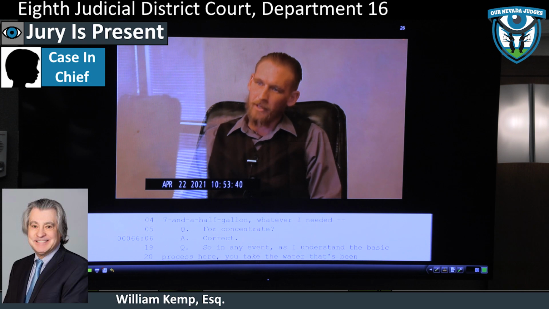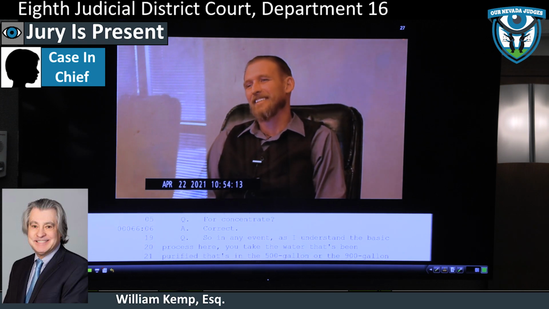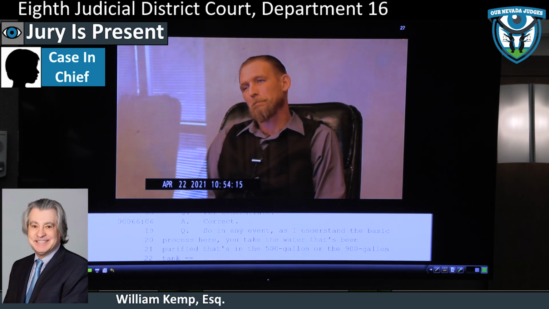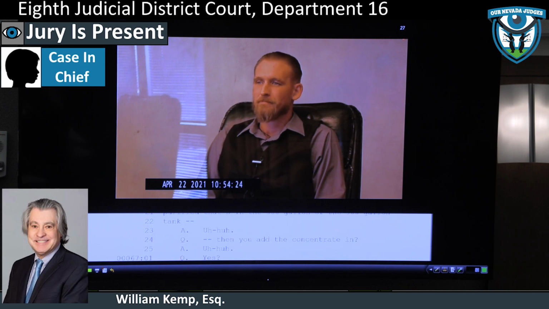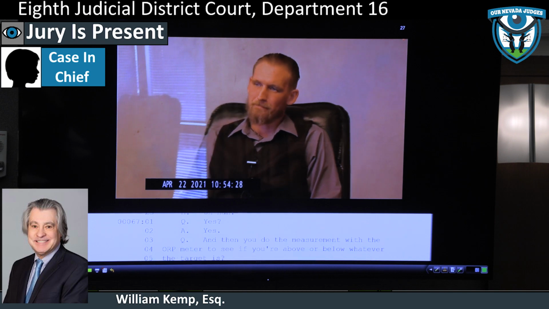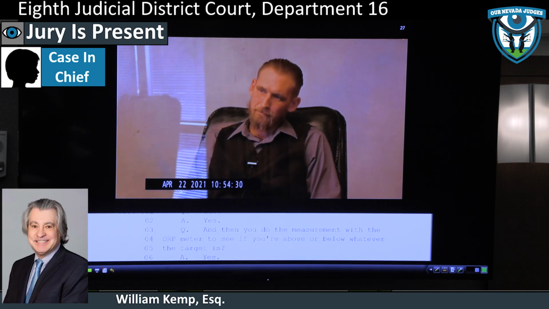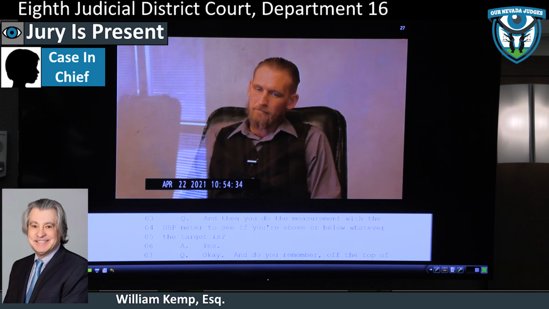For concentrate? Correct. So in any event, as I understand the basic process here, you take the water that's been purified, that's in the 500 gallon or the 900 gallon tank, then you add the concentrate in, okay? Yes. And then you do the measurement with the ORP meter to see whether you're above or below whatever the target is. Yes. Okay. And do you remember off the top of your head what the target was?